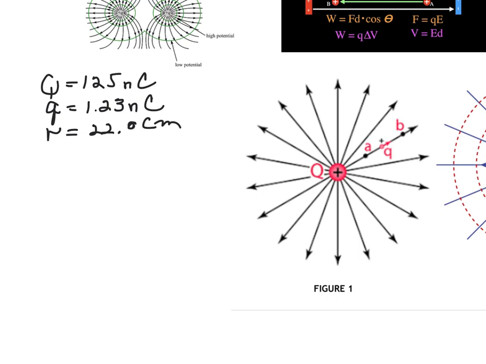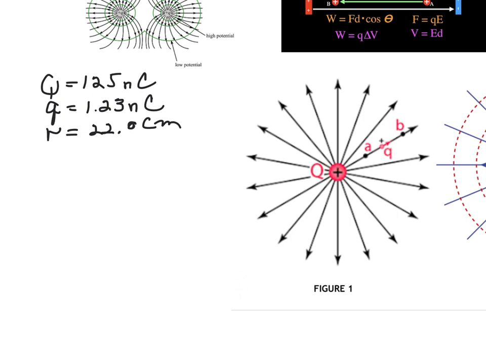We're starting with question 1. Here's figure 1. And you're given some numbers and asked to calculate the force between big Q and little q. And you're given a distance and the magnitude of each charge. So you're going to use Coulomb's law to do that.